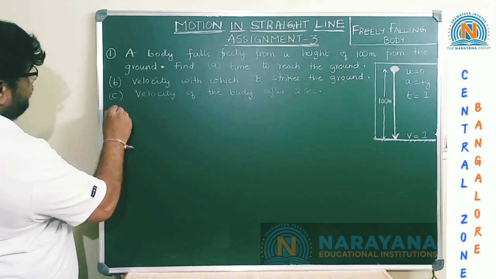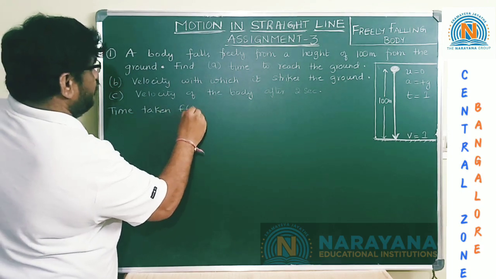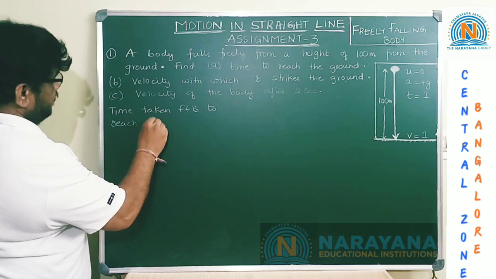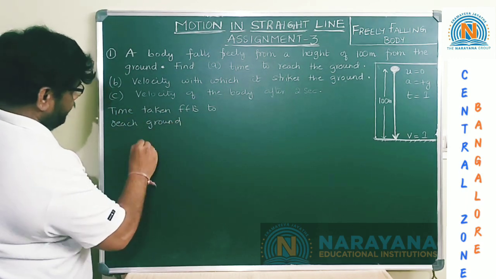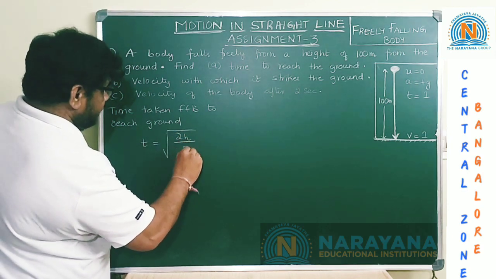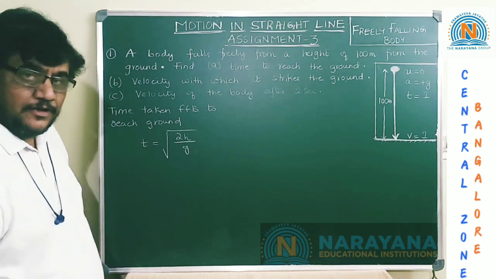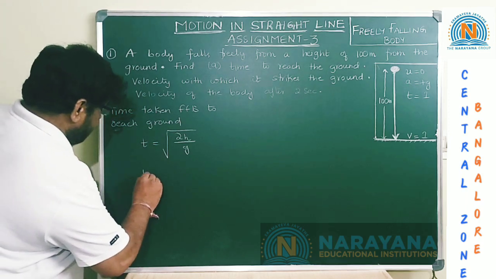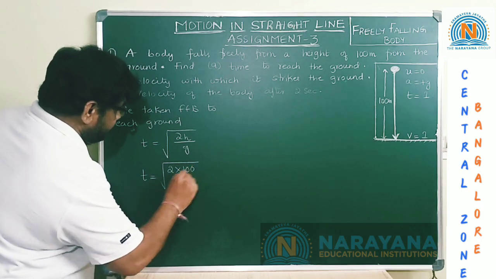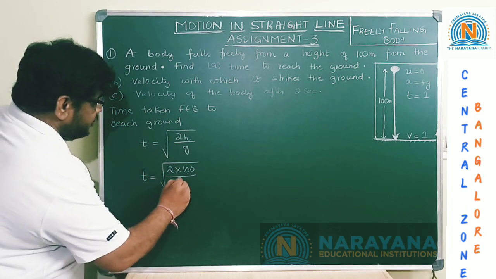Time taken by a freely falling body to reach the ground: t = √(2h/g). This formula we have derived by using the second equation of motion. So t = √(2 × h), where h is 100 meters and g we take as 10 meter per second square.